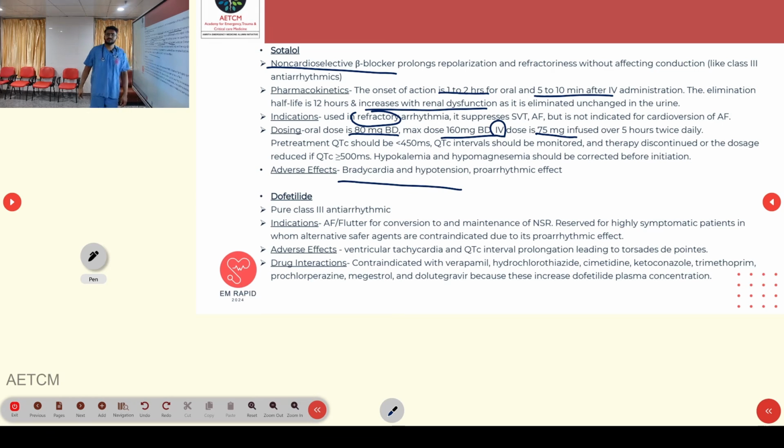And dofetilide is also a pure class 3 antiarrhythmic, and it's rarely used. It is used for AF or flutter for conversion and maintenance of normal sinus rhythm. It is only reserved for highly symptomatic patients in whom other agents are contraindicated due to its pro-arrhythmic effect. It can cause side effects of VT and QTc prolongation. Drug interactions: it is contraindicated with verapamil and other drugs, hydrochlorothiazide, cimetidine and so on, because dofetilide increases the plasma concentration of these drugs.